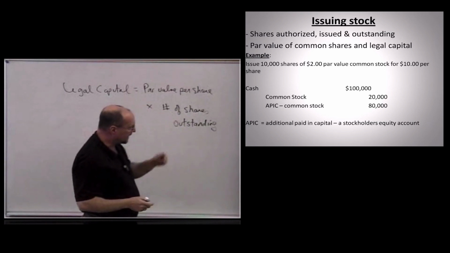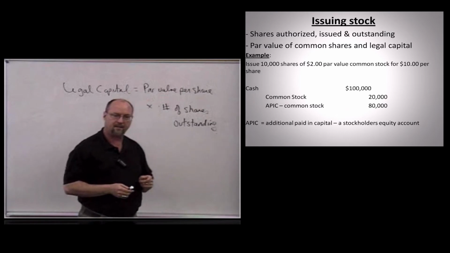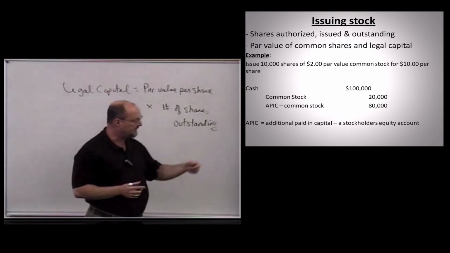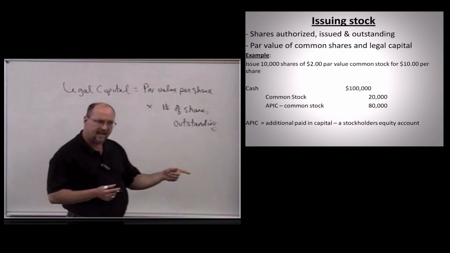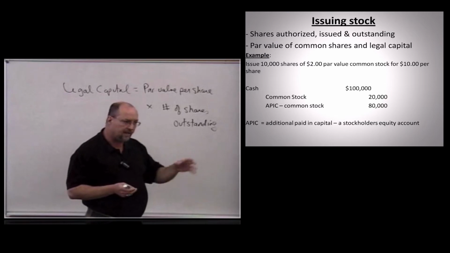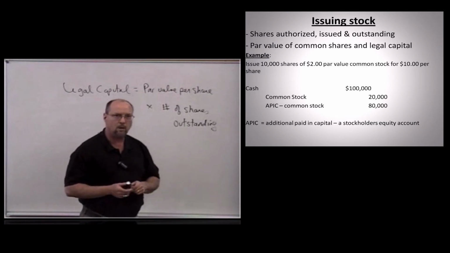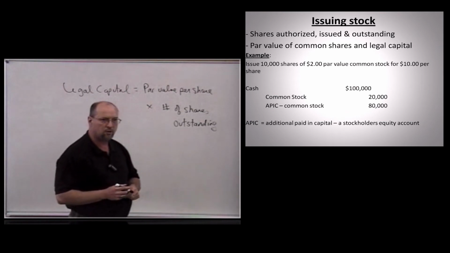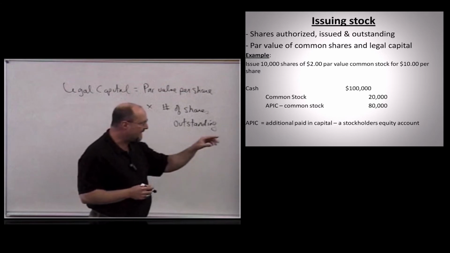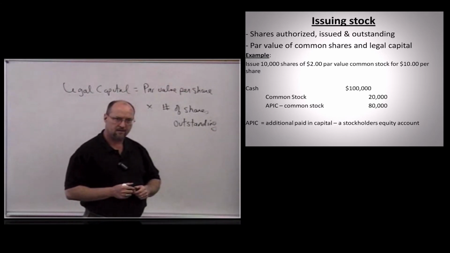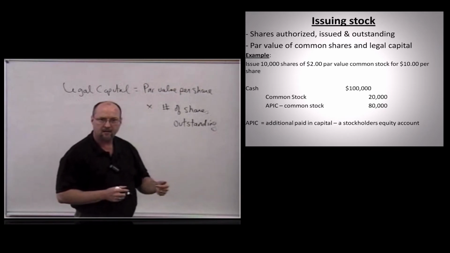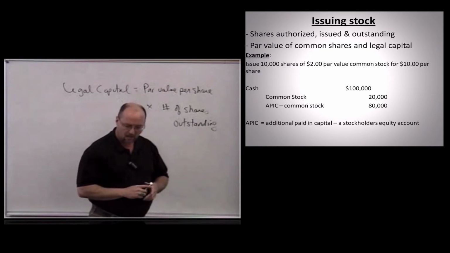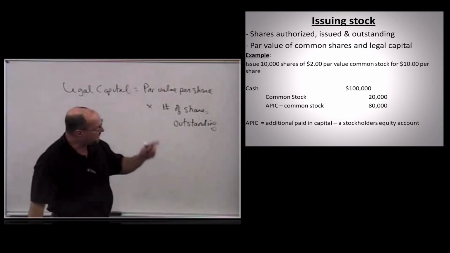The journal entry, debit cash for $100,000. Credit common stock for $20,000. That's our legal capital. We're not allowed to withdraw that money. And then we have additional paid in capital, which is a stockholders' equity account. And the owners, if they had to, they could withdraw that money. Typically, when we pay a dividend, it comes out of retained earnings. But sometimes a company will pay what's called a liquidating dividend, which is when we debit the APIC account. Okay, and that's when we've either run out of retained earnings or we're designating a special dividend as a liquidating dividend.